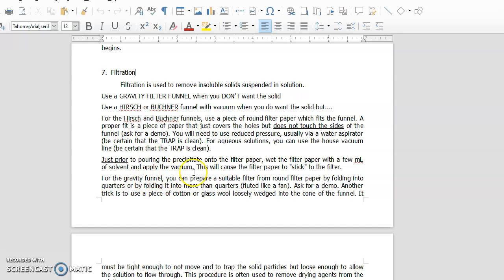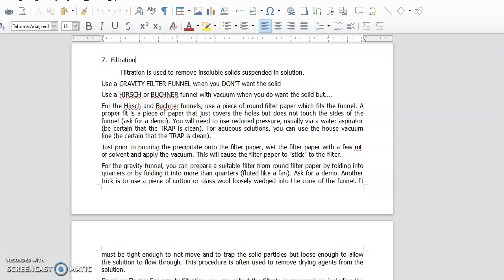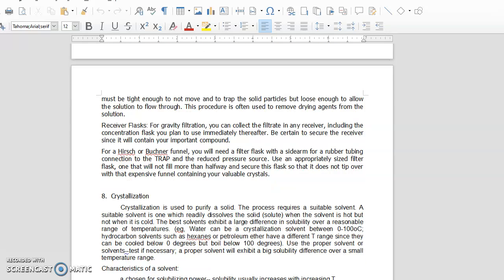Just prior to pouring the precipitate onto the filter, you usually wet it with a few milliliters of the solvent and apply vacuum. This causes the paper to stick. You do the same thing when you do it up here. You don't want there to be any gaps between the filter paper and the funnel. And then what you do here is you fold this into quarter flutes, and there's a way of organizing that to get it to set solidly there, so you don't lose any of your precipitate.